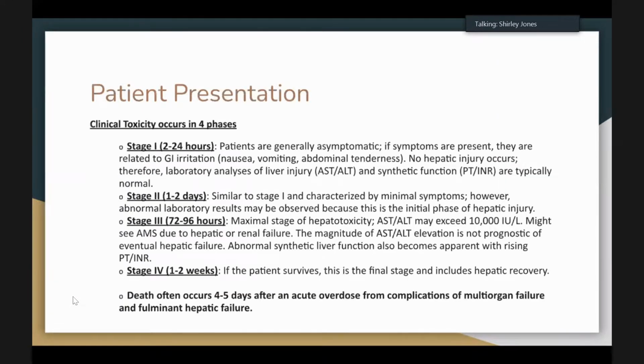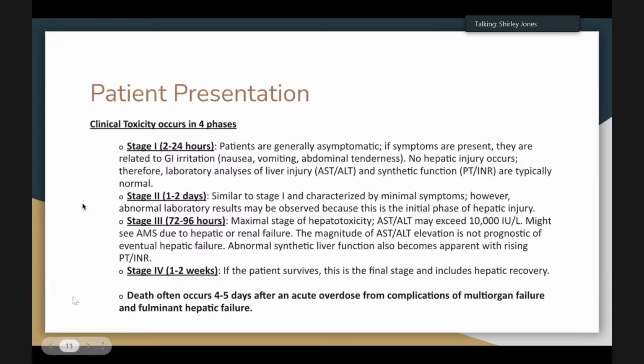So clinical toxicity occurs in 4 phases. Stage 1 happens in the first 24 hours. Usually people don't have any symptoms. If they do have symptoms, it's nausea and vomiting, and their AST and ALT are usually normal, as well as their PT-INR. Then on day 1 to 2 is stage 2, and they have minimal symptoms, but this is when you start to see the hepatic injury.